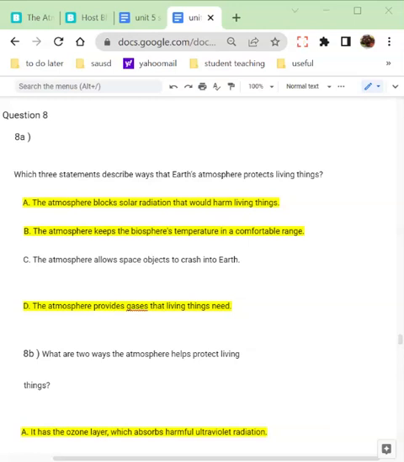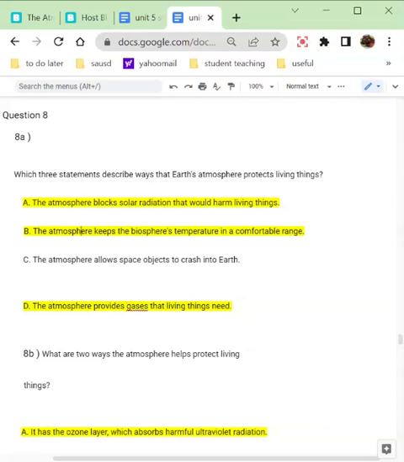So that atmosphere that we have, that layer of air, helps protect us because it blocks solar radiation that can be very harmful for us. And I'll go into more depth of what is harmful for us later in the next question.